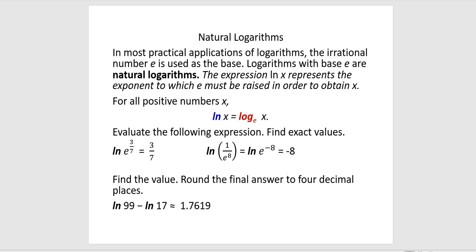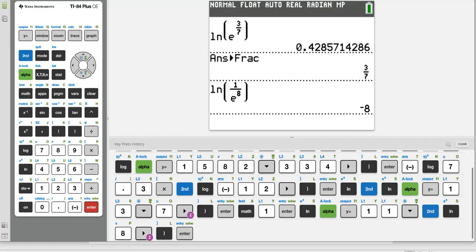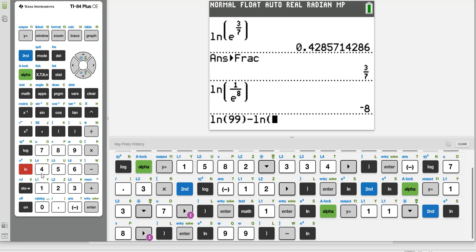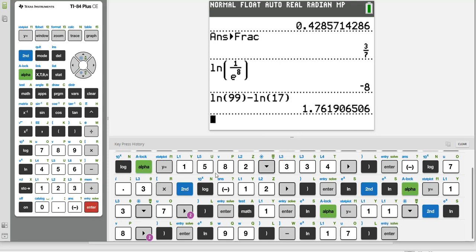The third problem can only be done on the calculator. Press ln. Type in 99 and the close parentheses. Press the subtraction key. Press ln. Type in 17 and press the close parentheses. Press enter. After rounding to 4 decimal places, our answer is 1.7619.